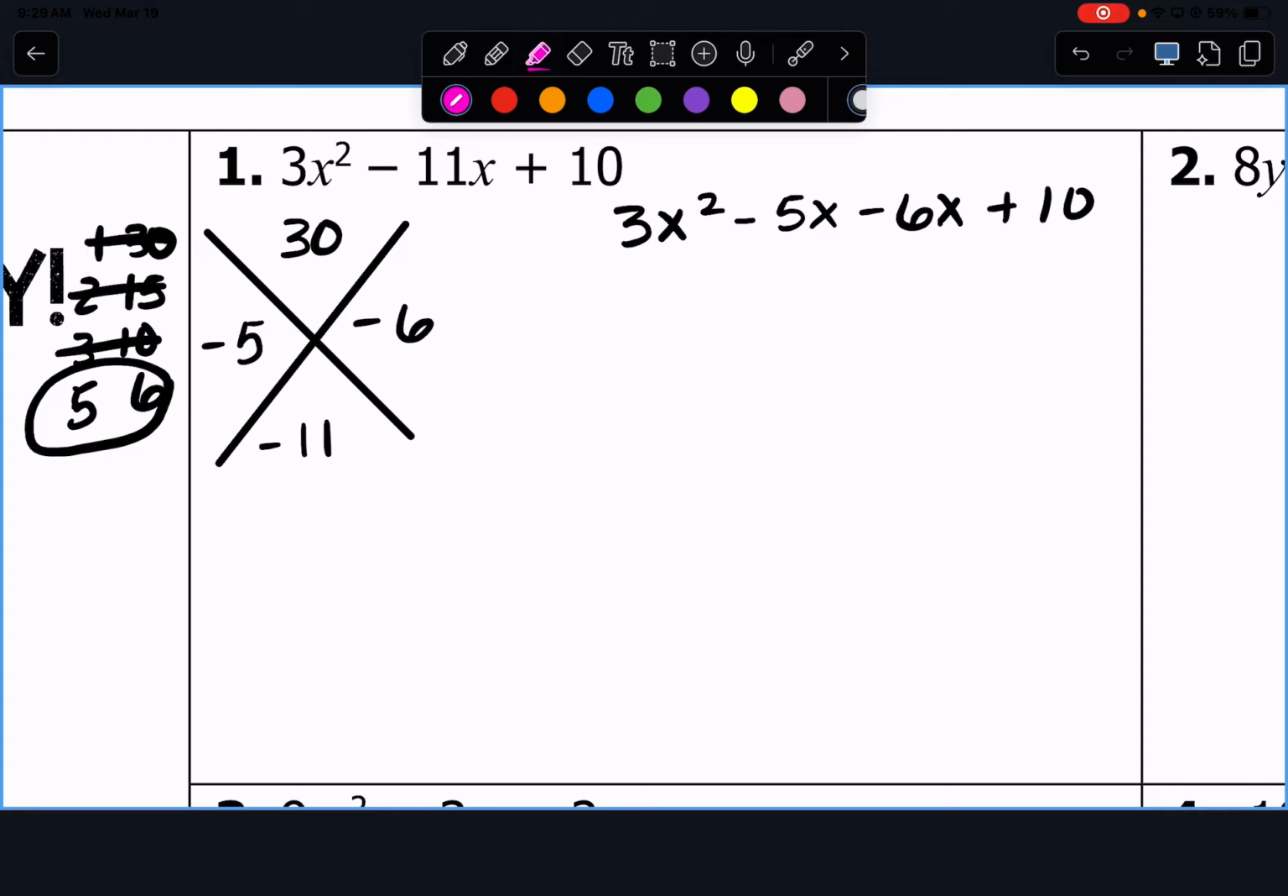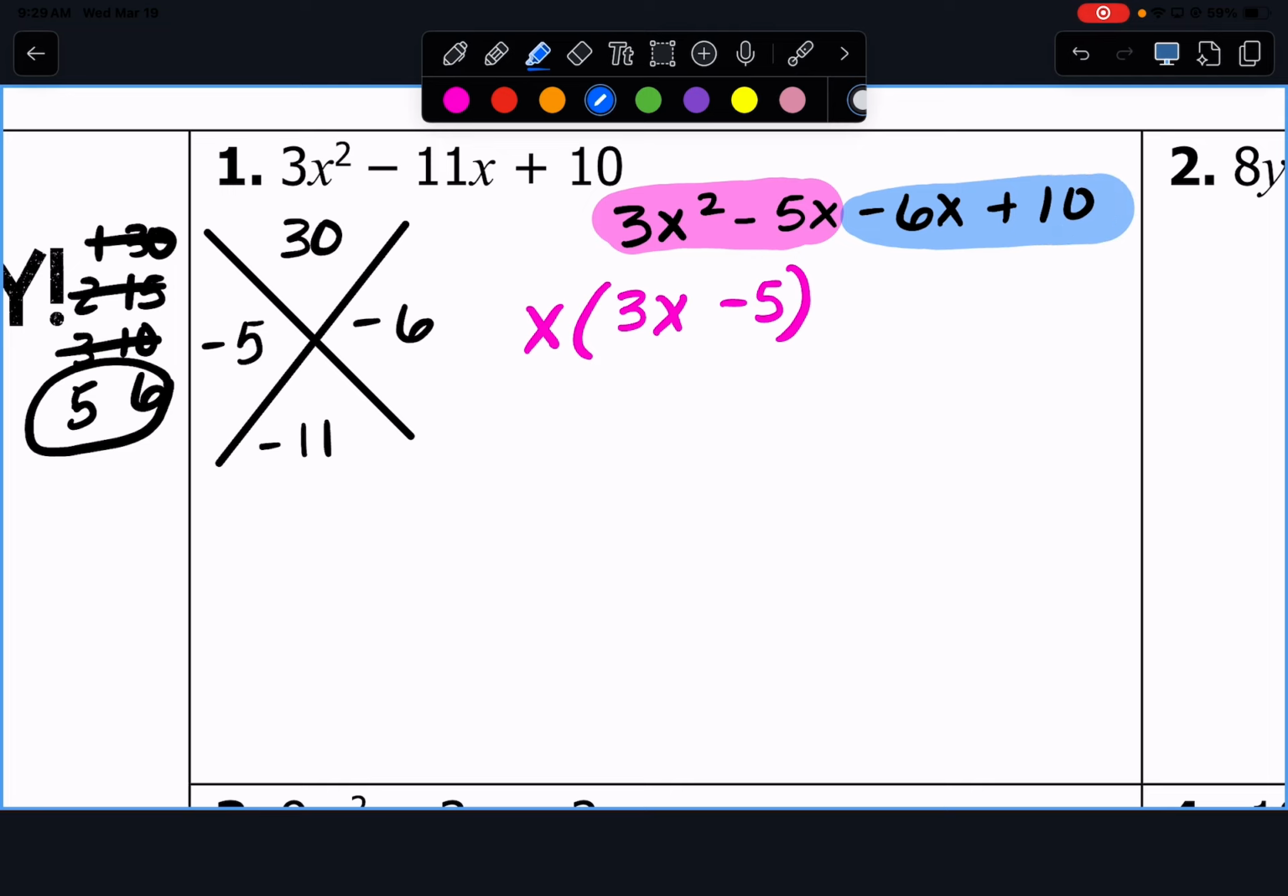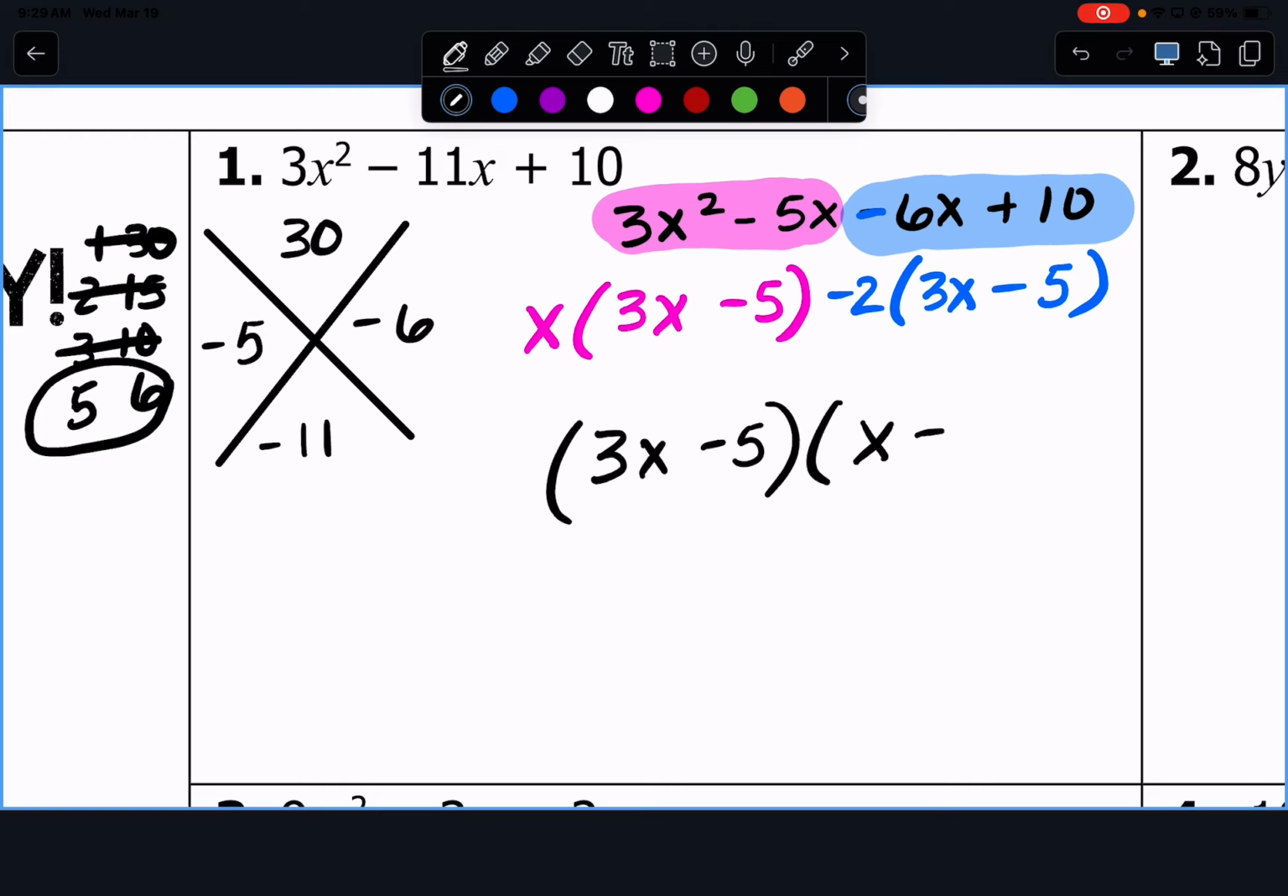All right. From here, what is our GCF of the first two? It is just x. When we take out that x, what is that going to leave us with? 3x minus 5. Okay. For the second half, what is our GCF? Not just 2, but negative 2. If there is a negative in front, we go ahead and take that negative out. It will be 3x minus 5. Then what's the same? And what's left over? X minus 2.